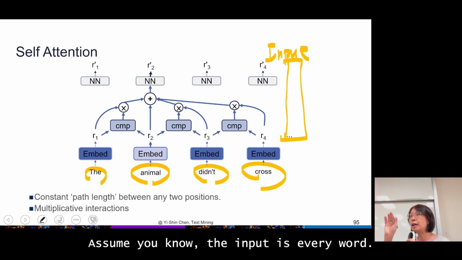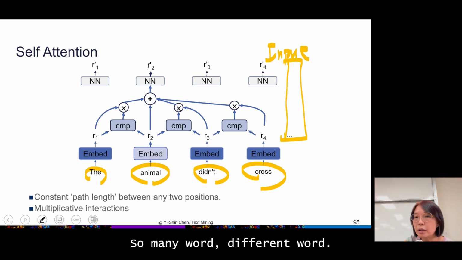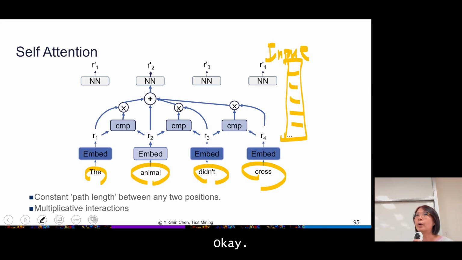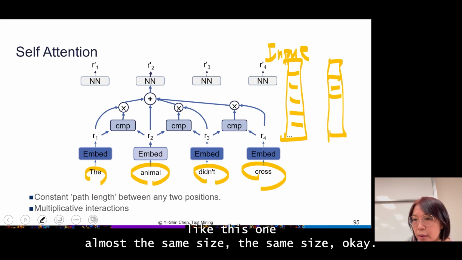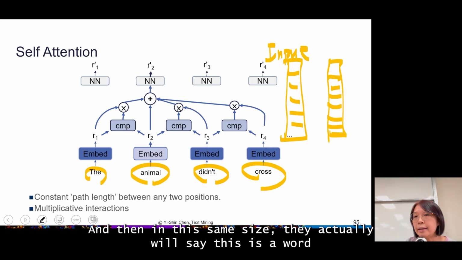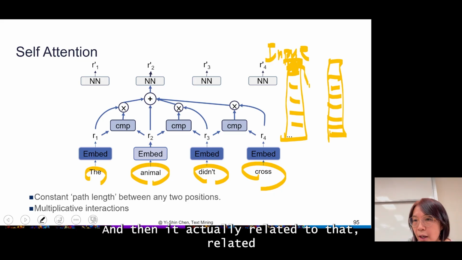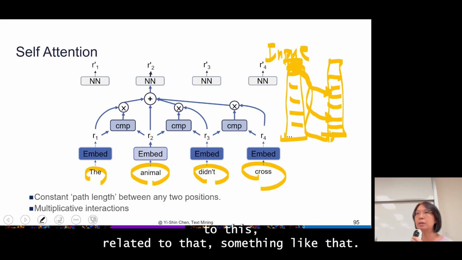Assume you know the input is every word, so many different words, okay? And what the attention mechanism has is something like this one, almost the same size, okay? In this same size, they will say this is a word, the A word, and then it is related to that, related to this, related to that, something like that.